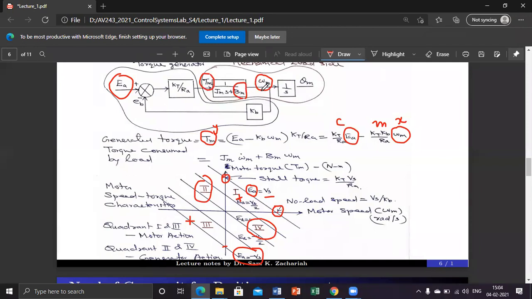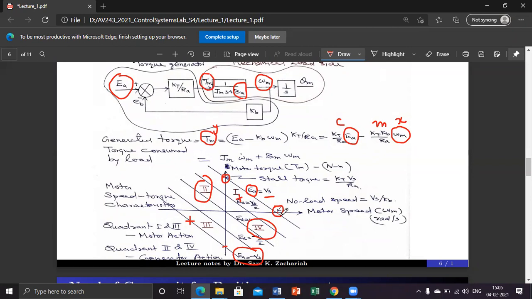Under such a situation, omega m can increase up to a value where omega KB is equal to EA. You assume that omega is slightly less than that value, then there will be a residual voltage, and hence there is a positive torque which will further accelerate the motor to increase the value of omega m. And this process will continue until omega m is equal to EA divided by KB.